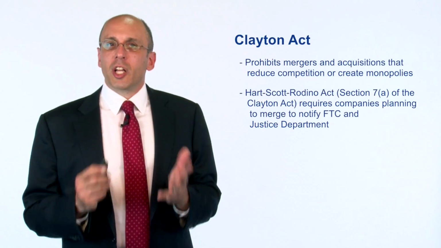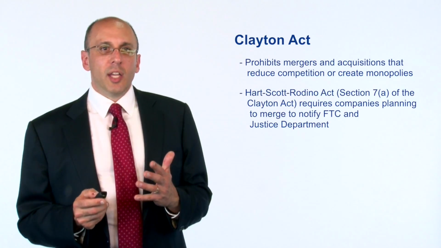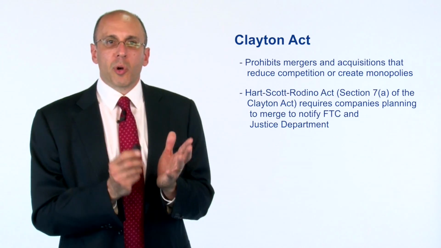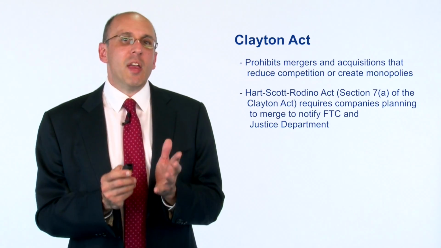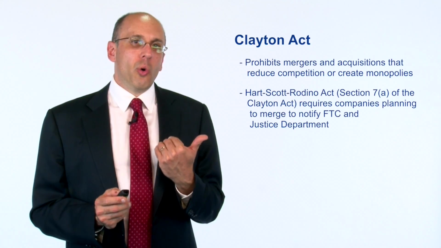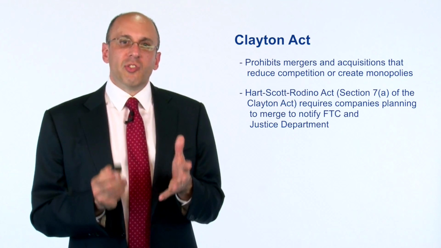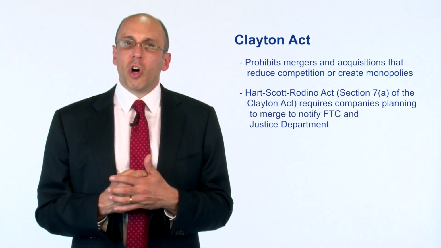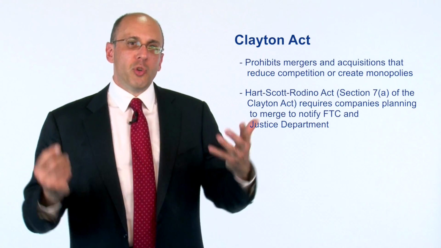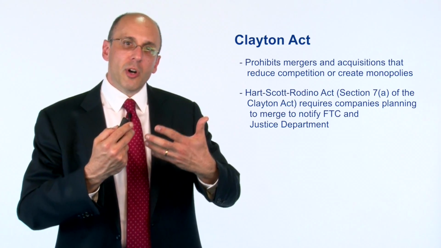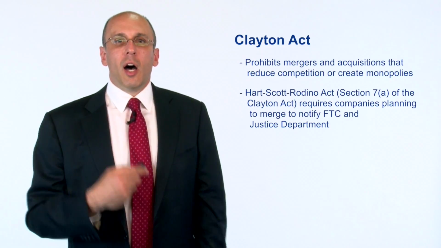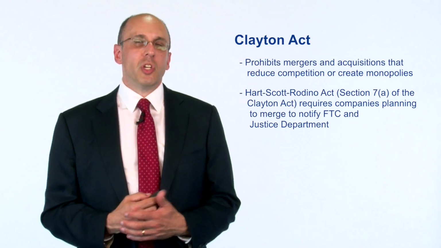There's also a thing called the Clayton Act, which regulates business combinations with regard to mergers and acquisitions that may reduce competition or create a monopoly. Section 7A of the Clayton Act is called the Hart-Scott-Rodino Act. If two corporations want to merge together, they have to file what's called a Hart-Scott-Rodino filing, notifying the Federal Trade Commission and the U.S. Justice Department that they want to engage in a merger.